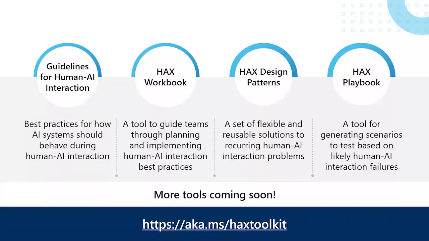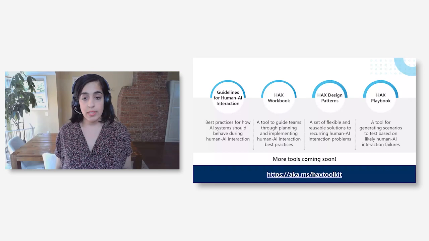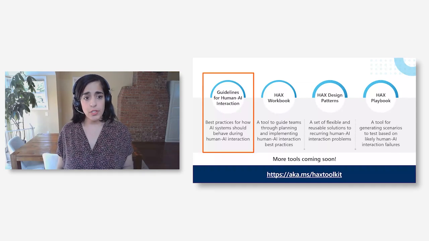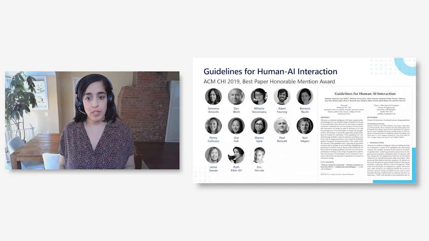The second is the HAX Workbook, which is a tool to guide teams through planning and implementing human AI interaction best practices. The HAX Design Patterns are a set of flexible and reusable solutions to recurring human AI interaction problems. And finally, the HAX Playbook is a tool for generating scenarios to test based on likely human AI interaction failures. Okay, so let's dive in. So first, the Guidelines for Human AI Interaction.